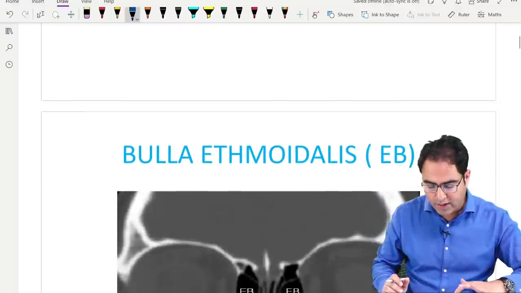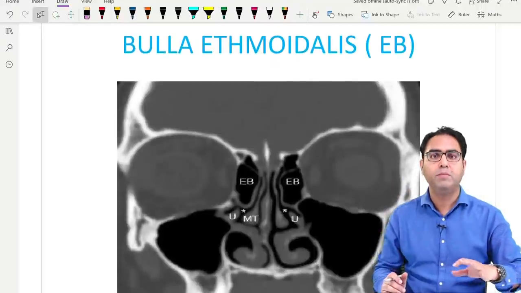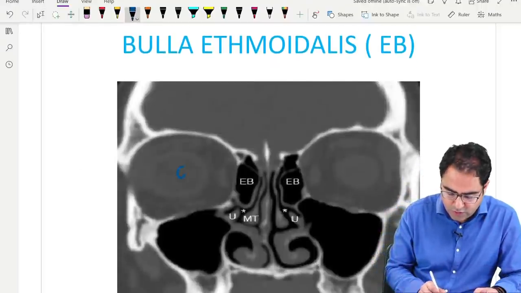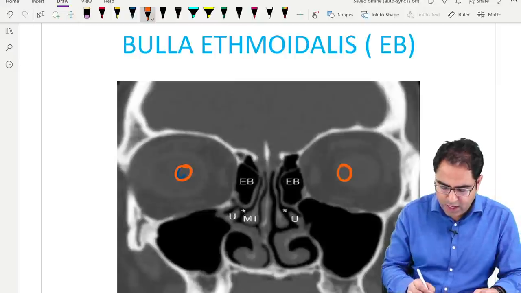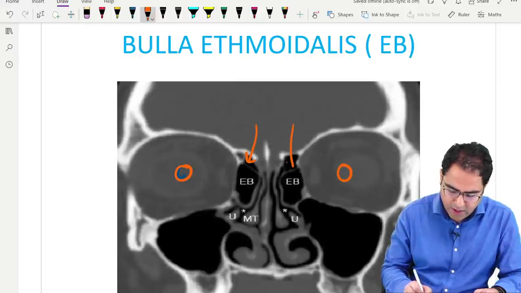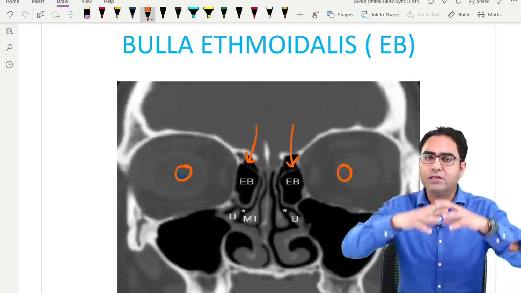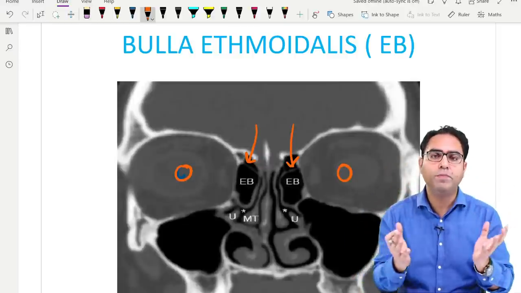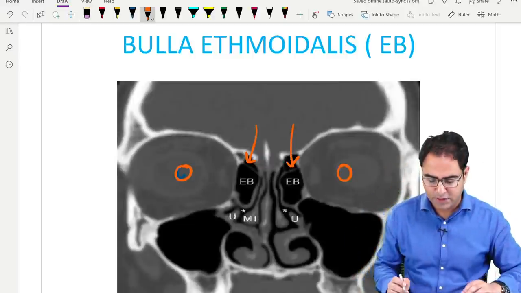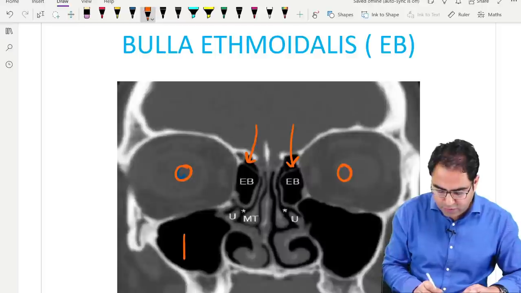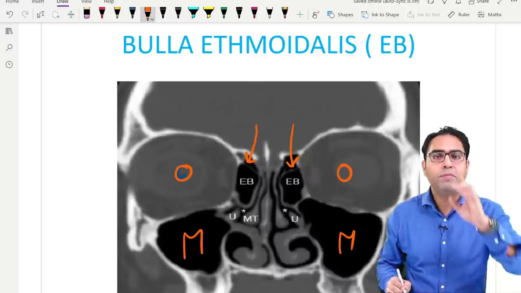If you ever get this question in your exam in NEET PG, INI CET, if they show you the orbit, beta, this is your orbit, and if they show you a very big cell in between the two orbits, it is bulla ethmoidalis. Largest cell of the anterior ethmoid group, which everybody has, is bulla ethmoidalis, beta. Am I clear, beta? Which is this M, sinus, beta? What is M? Maxillary sinus.